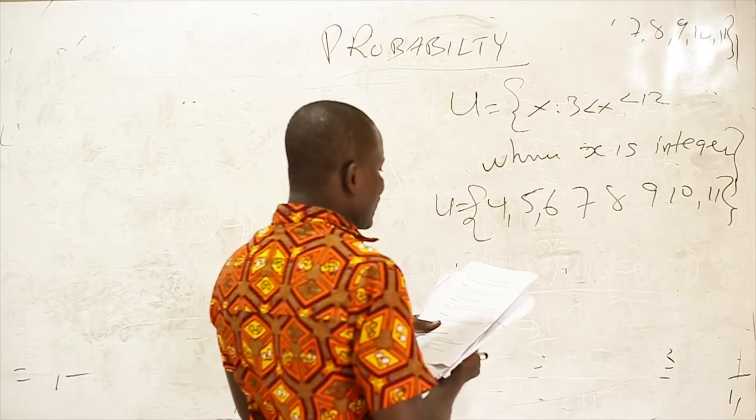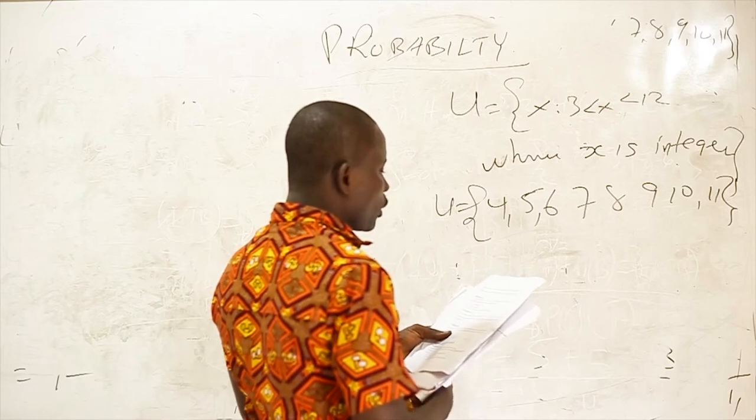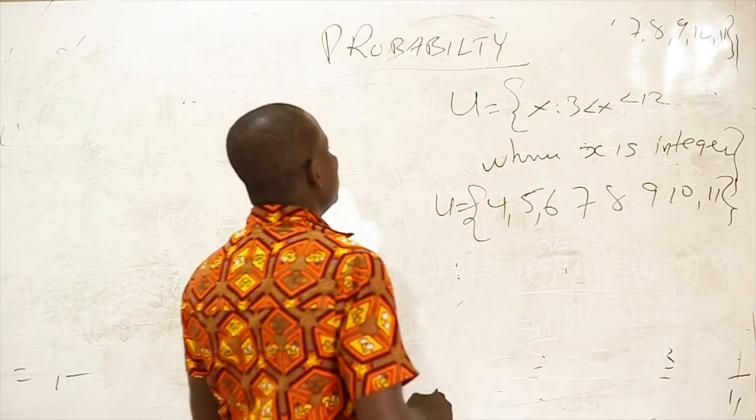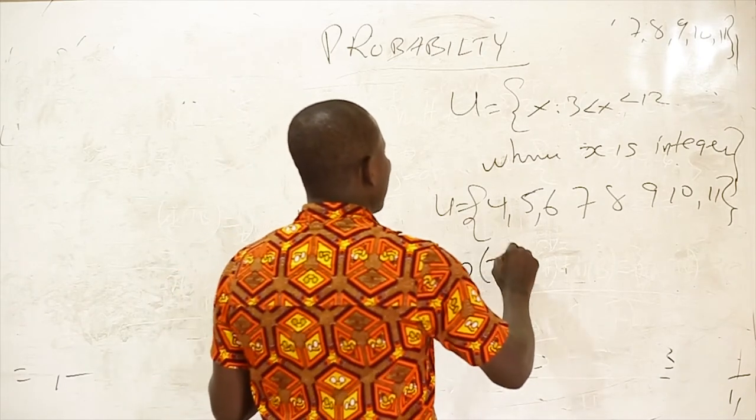Then they are asking us the probability of getting, if a number is chosen at random, what's the probability that it is at least 5? In any case, what is n total?